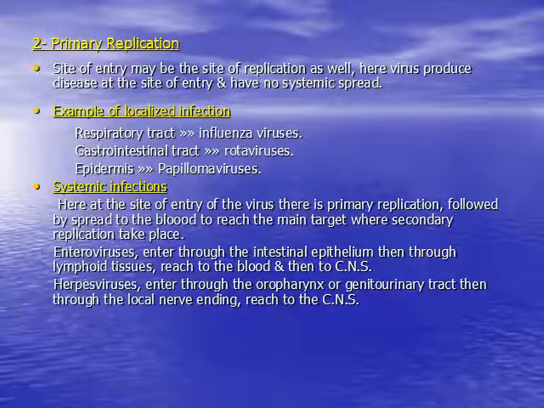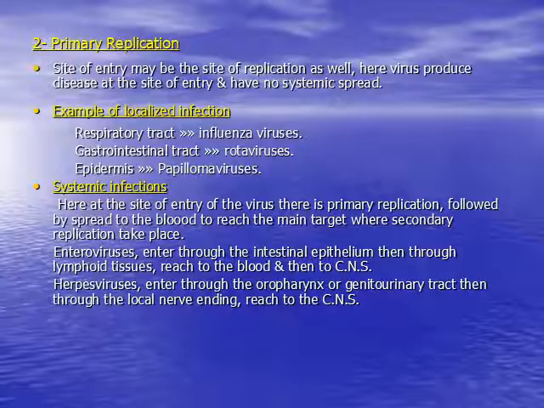Other viruses end by systemic infections. Here, at the site of entry of the virus, there is primary replication, followed by spread to the blood to reach the main target, where secondary replication takes place.